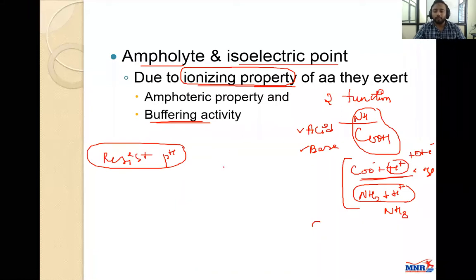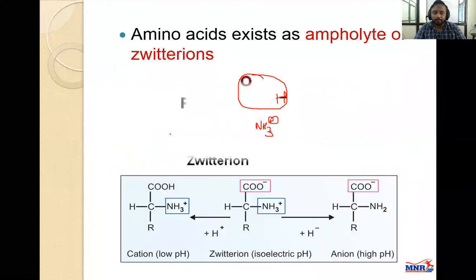Because of the presence of the two functional groups, amino and carboxy group, which can be ionized easily depending on the environment, whether it is an acidic solution or a basic solution, the amino acid can donate the H plus ion or accept the H plus ion. By that property, it resists the change in pH, so it acts as a buffer.